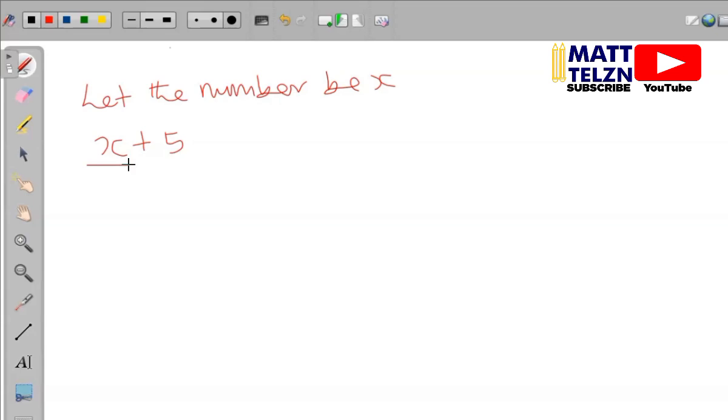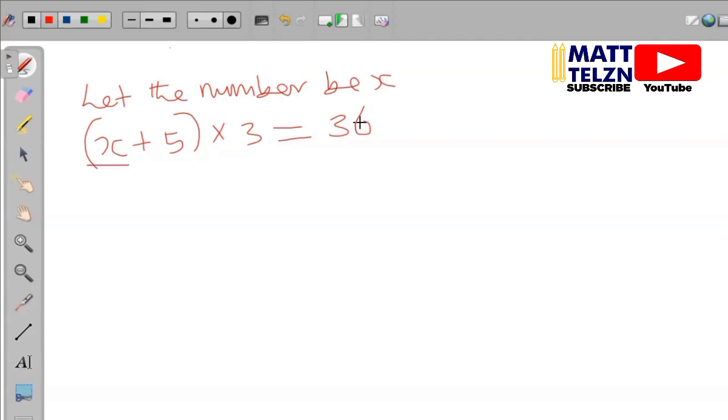Okay, and multiply the result by 3. So you put them in bracket, you now multiply the result by 3. Okay, the answer is 36. That is, when I multiply this, it is going to be equal to 36. That is the result of it. What is the number? So what is this number, x?